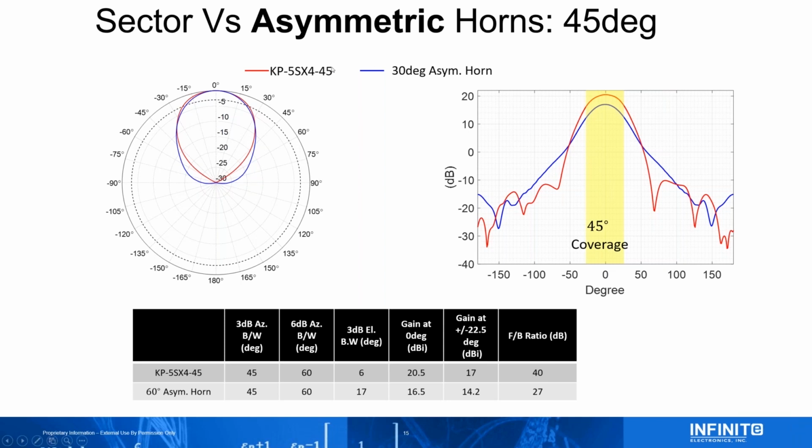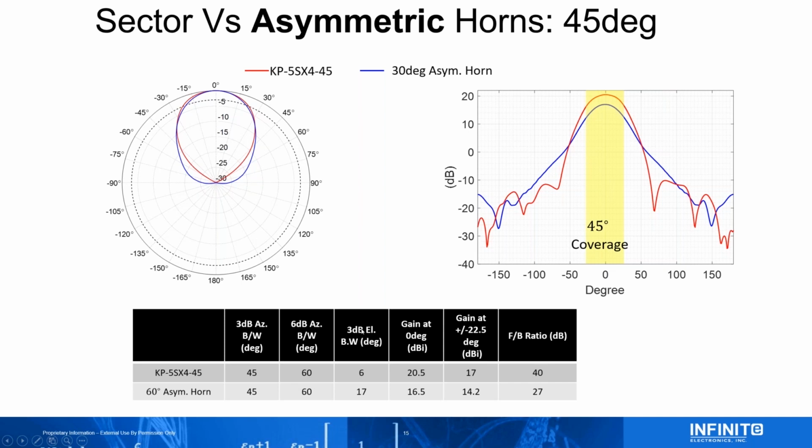These are newer products and touted as being equivalent to sector antennas, but once again, we have to make sure the comparisons that we're doing are proper and fair. And I apologize, this is actually comparisons to the 60-degree asymmetric horn, not the 30, because the 30 would just be a little pencil beam here. But you can see here the 60-degree horn has the same azimuth beam width as KP's 45-degree ProLine sector. And say azimuth. So this is a really apples to apples comparison.